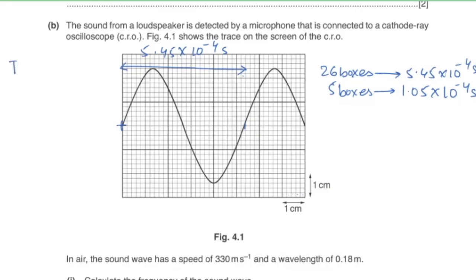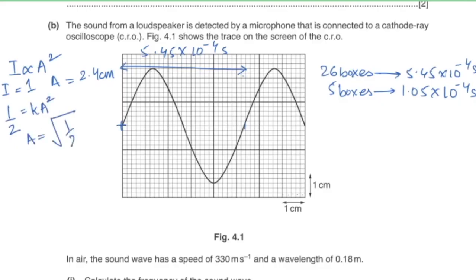Now, intensity is directly proportional to amplitude squared. Suppose that intensity of this waveform is 1, and the amplitude of this waveform is this in total 2, and this in total 2, and then 2 units more, that would make up 2.4 centimeters. Now intensity will decrease by half. This means 1 by 2, and this is directly proportional to amplitude squared, so the newer amplitude is going to be root 1 by 2.